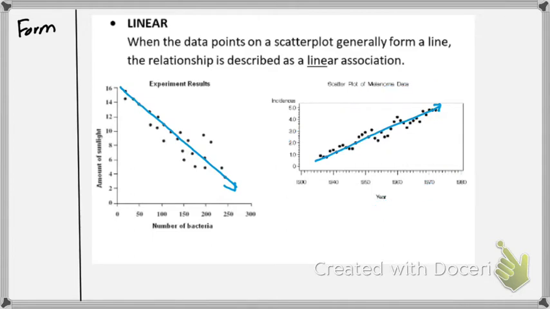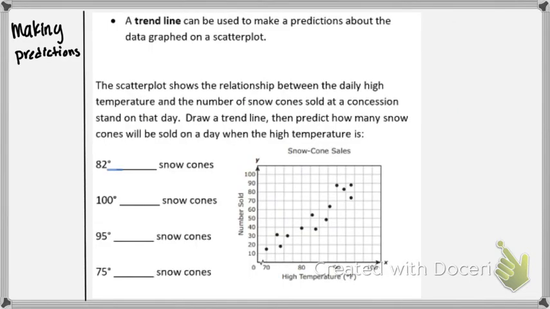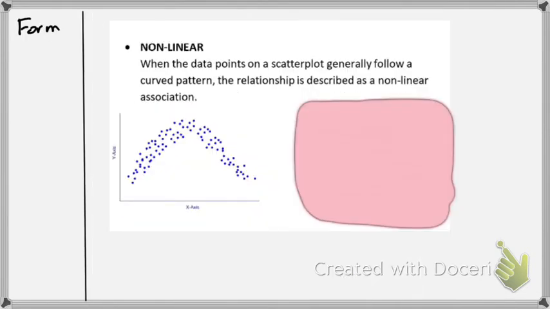The other type of form is nonlinear. If it's nonlinear, then it doesn't look like a line. It's when the data points on a scatter plot follow a curved pattern, and the relationship is described as a nonlinear association. So here, we can see that we have a scatter plot, but when I put my trend line, I can't say that it goes like this, right? Because it goes kind of like an upside down U, and that's not a straight line, so that's why we call it nonlinear.